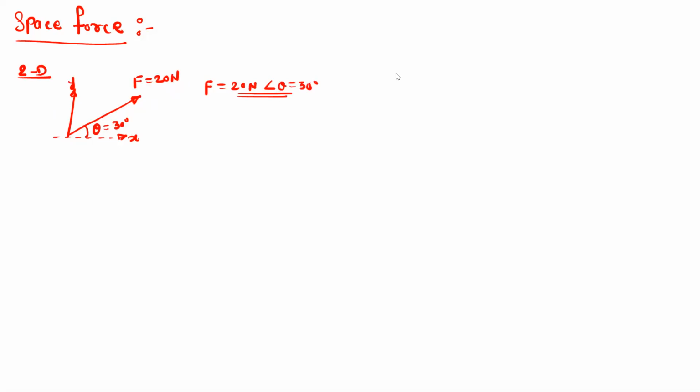Okay. But suppose the force lies in the 3 dimension, then we will need the vector representation to represent the force. Okay. So space force means it is the 3-dimensional representation of the force. Okay. So how can we represent a force in 3 dimension?